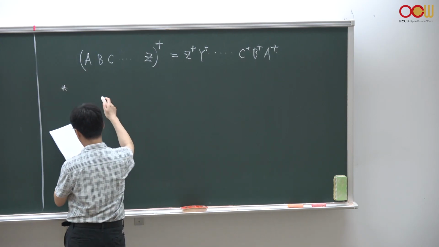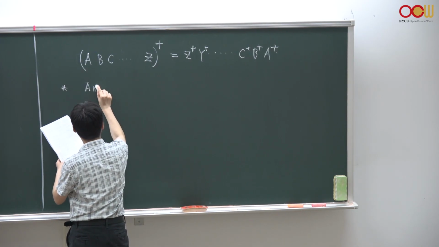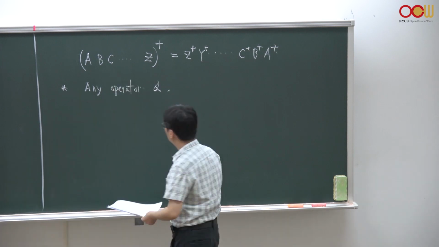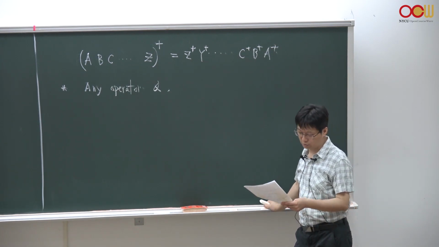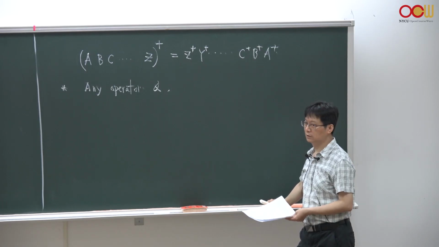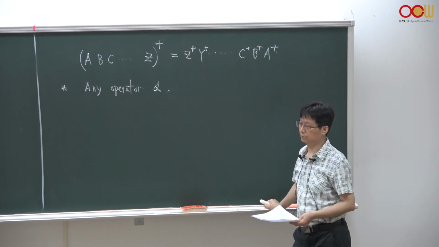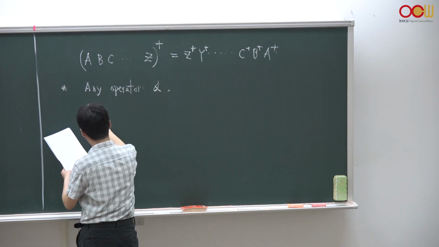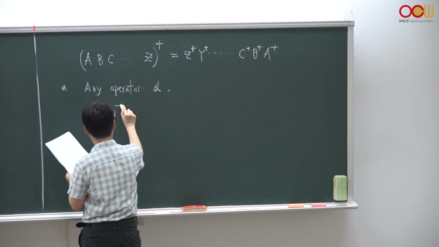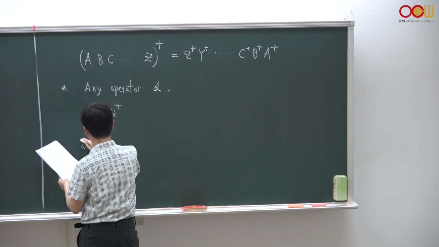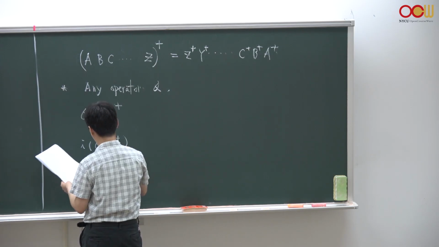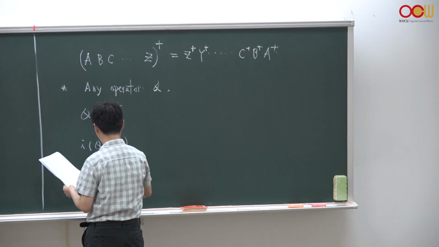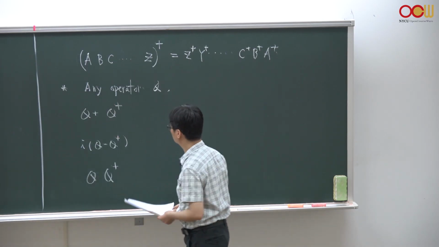We can actually construct the Hermitian operator from any operators. If there is any operator Q, which may not be Hermitian, I can construct, based on this Q and Q dagger, the Hermitian operator. We can show that Q plus Q dagger, and I times Q minus Q dagger, or Q times Q dagger, are all Hermitian.